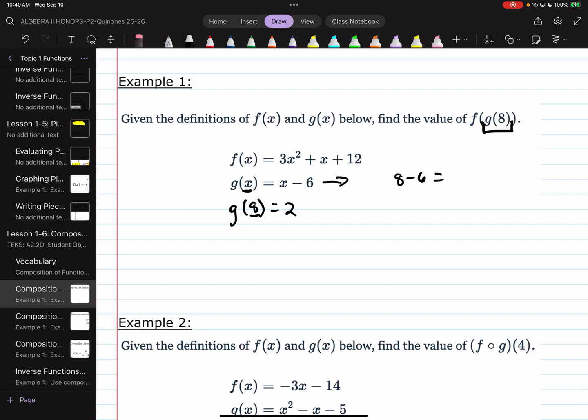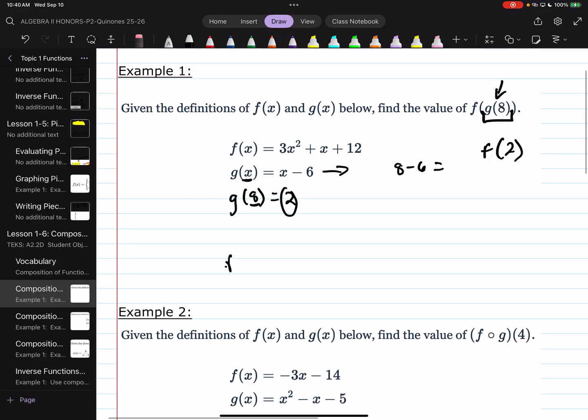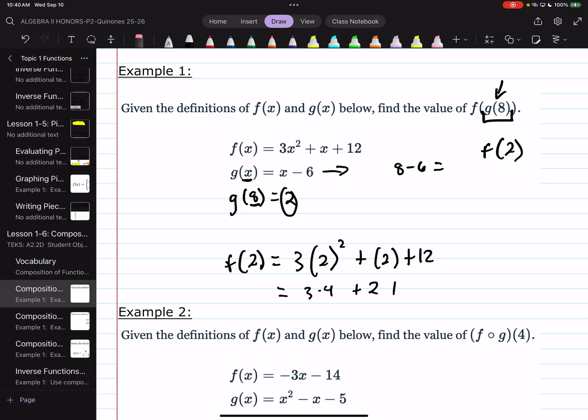Okay, now that I have this, it turns into f of 2, which now you can evaluate, right? F of 2 is going to equal 3 times the quantity of 2 squared plus 2 plus 12. This turns into 3 times 4 plus 2 plus 12. And all of this evaluates to 26.